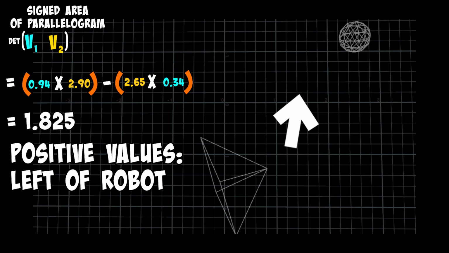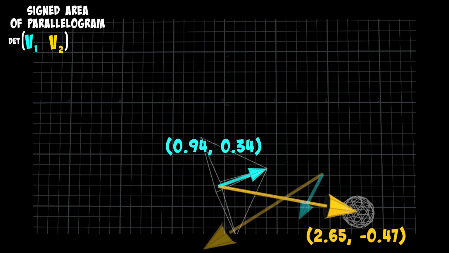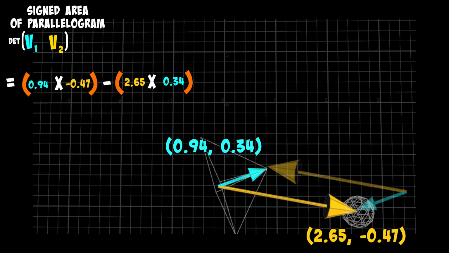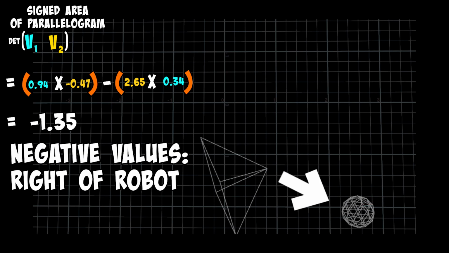Let's try another example with the sphere on the right. Again, plugging in the values. We'll see the result is negative this time, which makes sense because the sphere is now on the right of the robot. One last example.